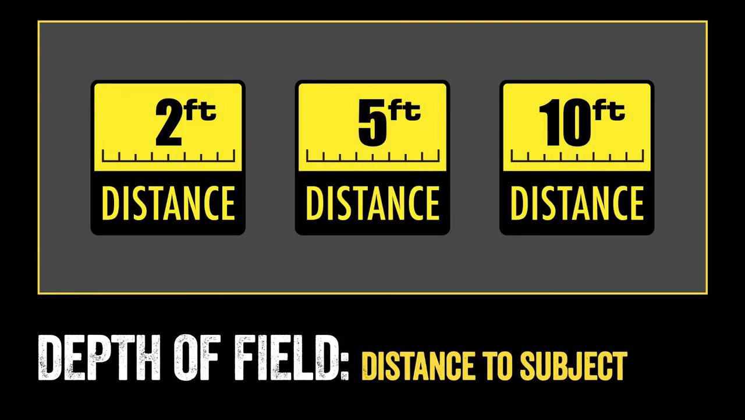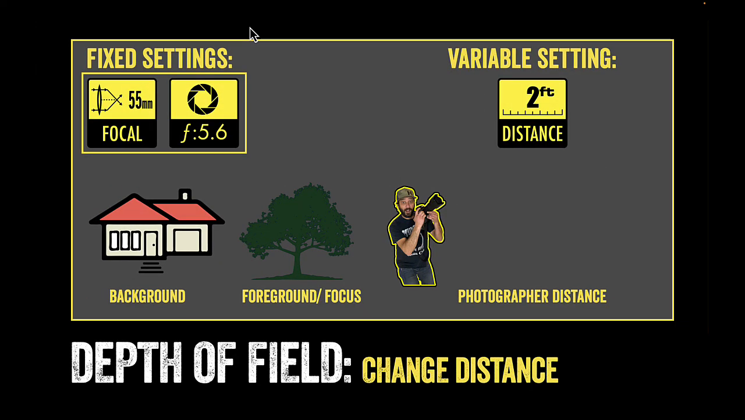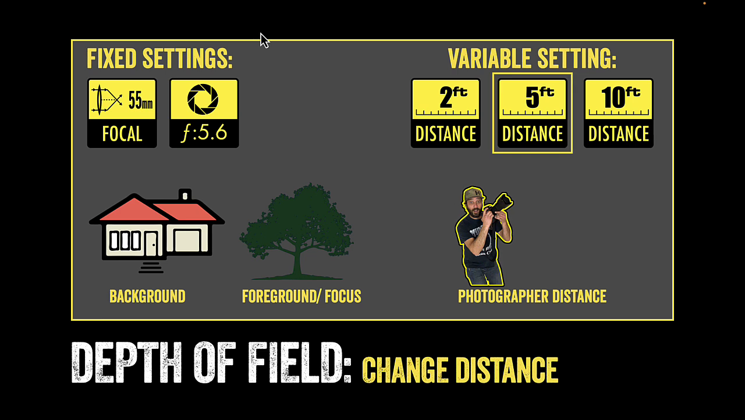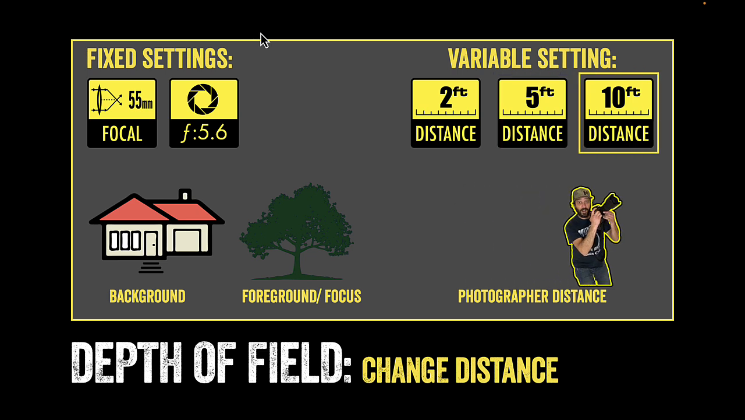Our final 3 shots will be changing our distance to the subject. We'll start very close at about 2 feet, step back to 5 feet, and then step back even farther to 10 feet. So, our fixed settings will be 55 millimeters on our focal length. Our aperture will be 5.6. So we'll start by taking a shot at about 2 feet. We'll scoot back to 5 feet and take an additional shot. And then we'll scoot back to 10 feet and take our final shot.